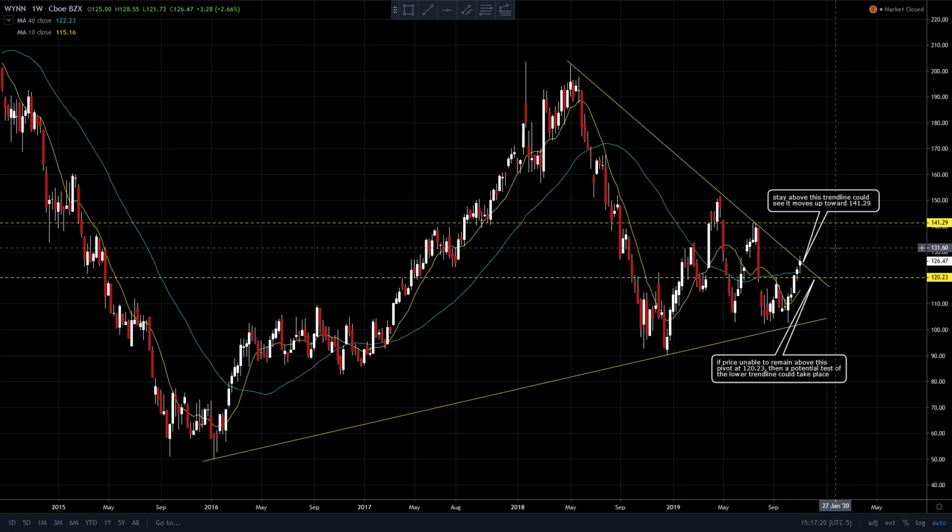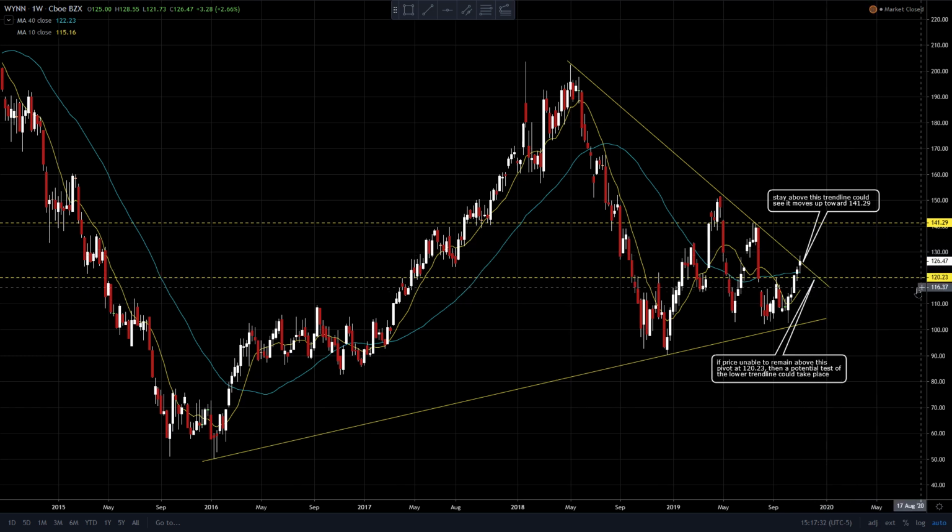And if we could stay above this trend line, then we could see this thing might make a move up to this 141.29, this trend line up here. But if it comes back down and breaks below this 120.23, then we could see it might work itself back down to this trend line down here and test these pivot lows here near this 102 area.